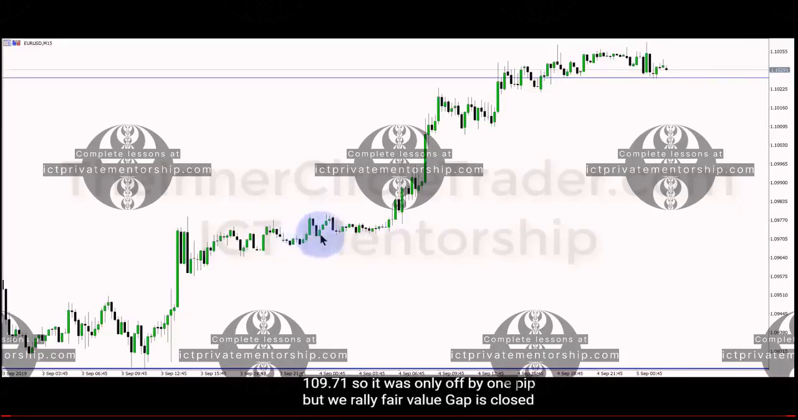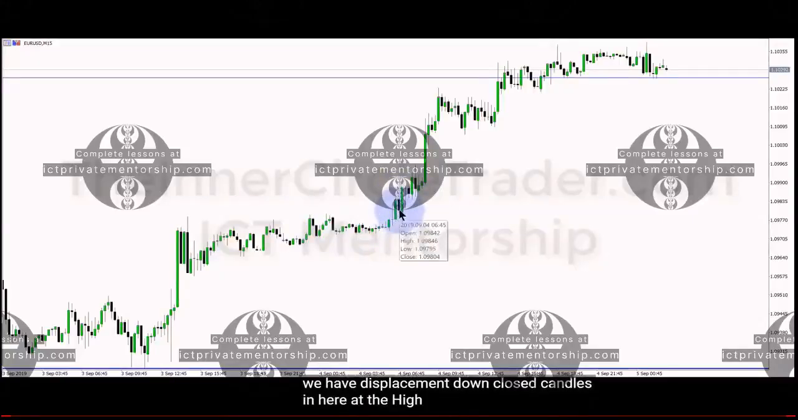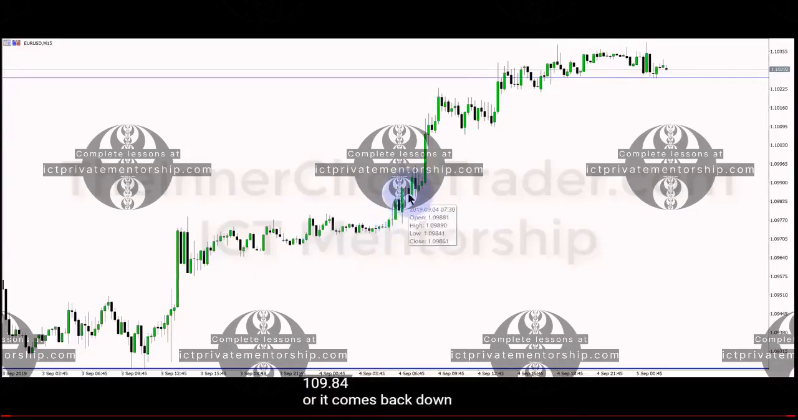Fair value gap is closed in here. We rally up, down close candles. We trade above it. Is it supporting price? Yes. We have displacement, down close candles in here. The high is 109.84. Market comes back down into the low, 109.84. So is the price being supported there? Yes, we rally.